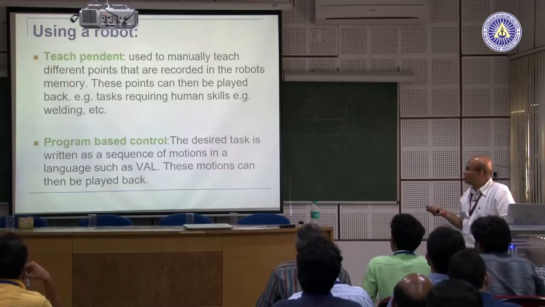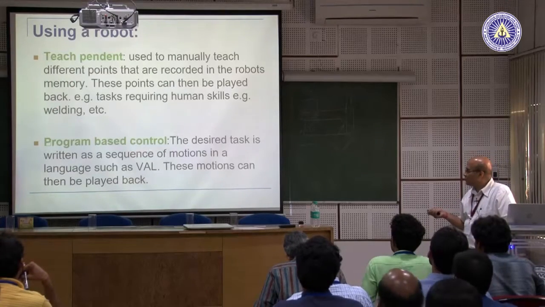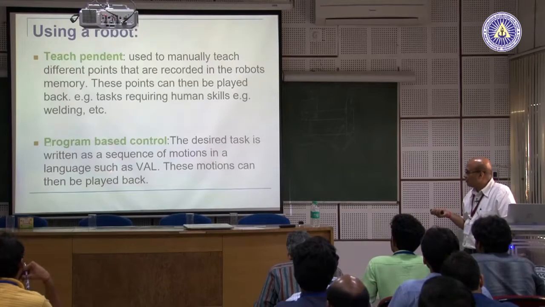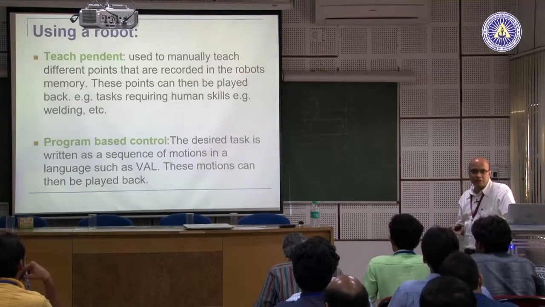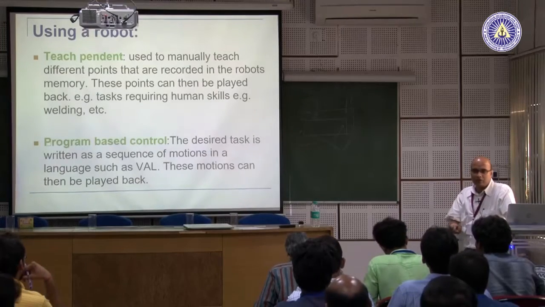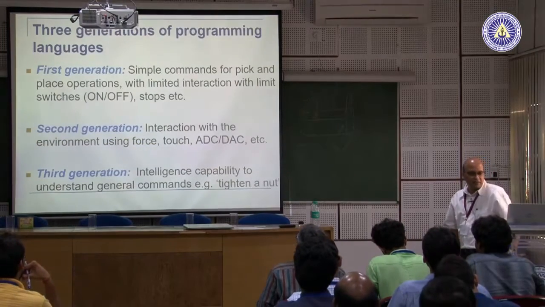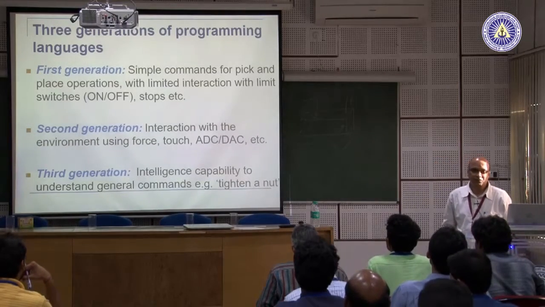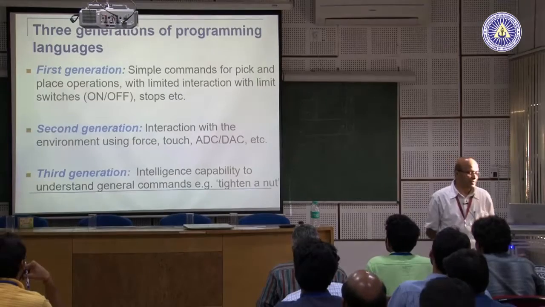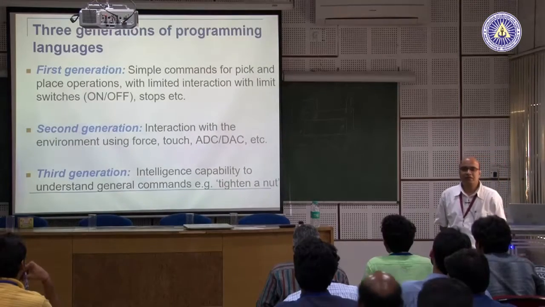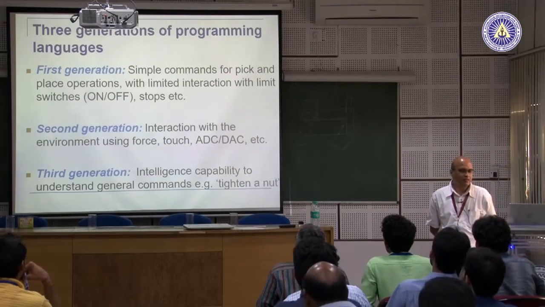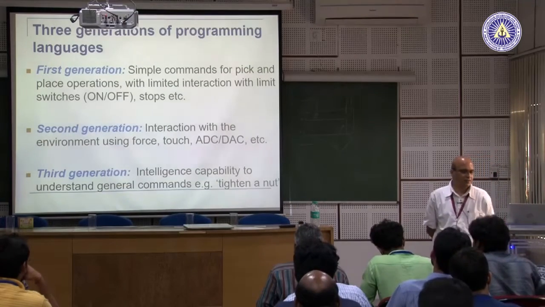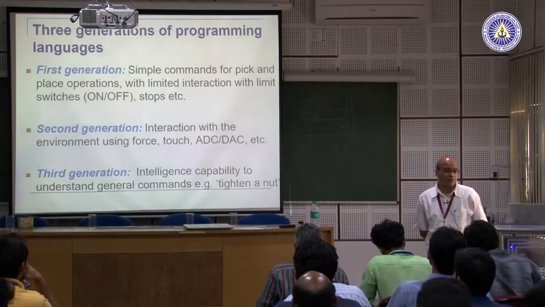So, there are 2 ways of programming, one is teach pendant, the other is program based control. See, in program based control we write the motions of the robot in a language like VAL, and it runs like a normal program. Now, historically speaking, there are 3 generations of languages. The first generation is for simple pick and place, okay, which is VAL 1. Then we have the second generation, which is for interaction with the environment, which is VAL 2. So, with VAL 2 basically you can interface with touch sensors, force sensors, ADCs, etc. And VAL 3 hasn't come up.